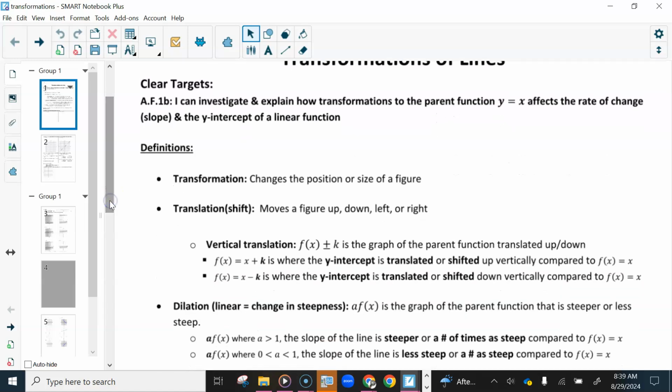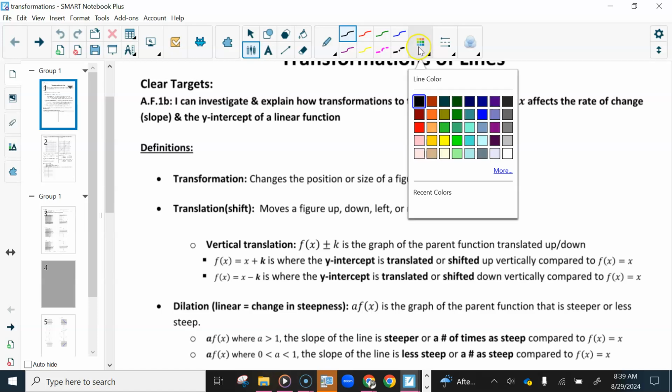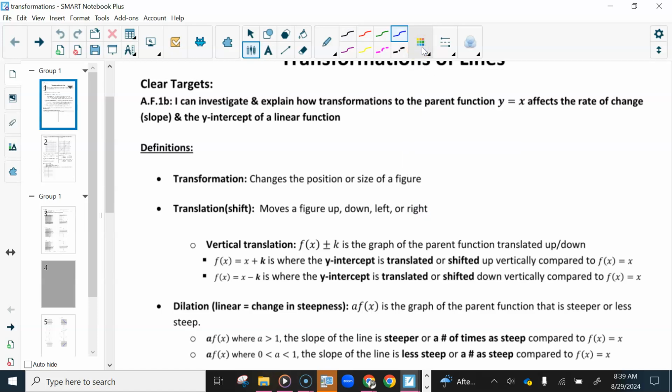You can also check your exploration to see, were you right? Did you get it exactly right? Maybe you didn't have some of the vocab. So notice that this has a different learning target than the slope. This is its own thing, transformations. The actual definition for transformations is listed, but I'll read it out. It changes the position or size of a figure.